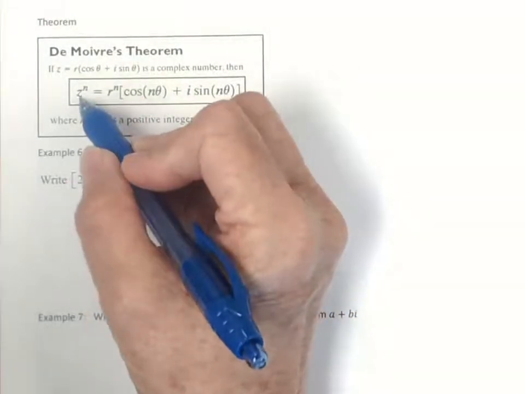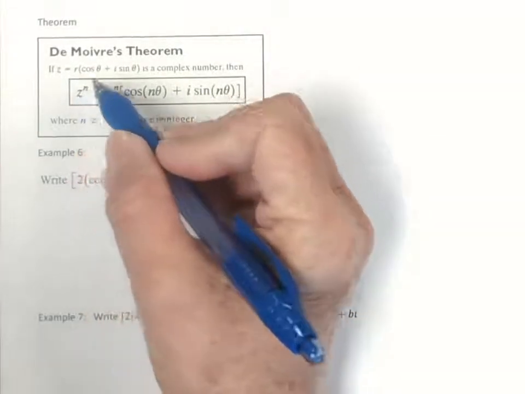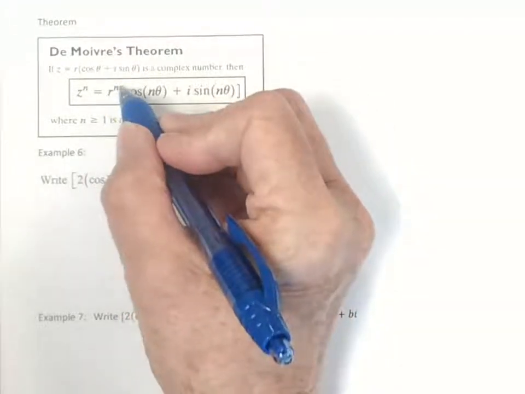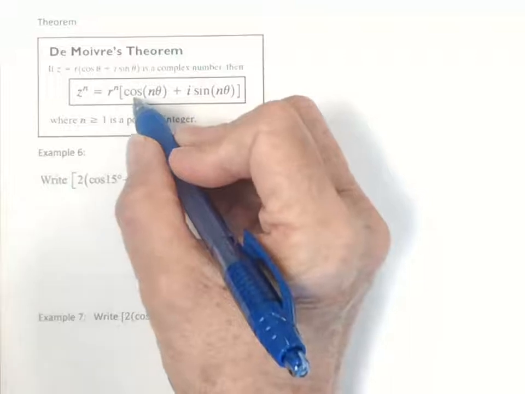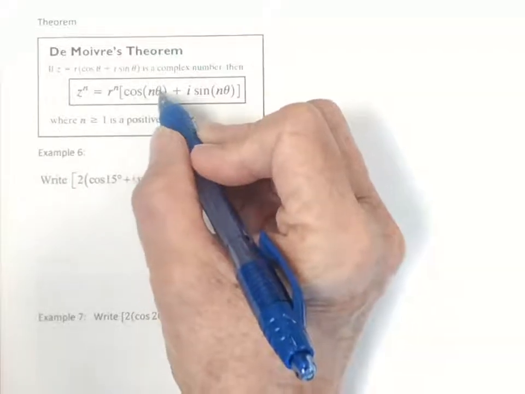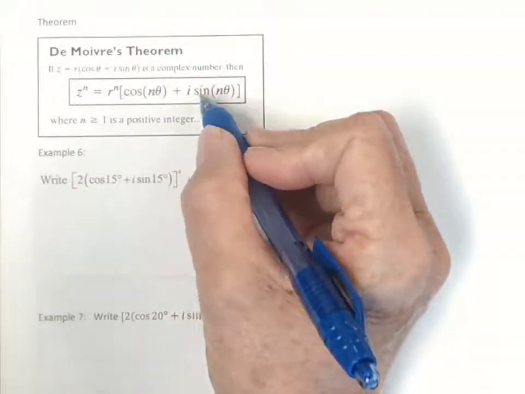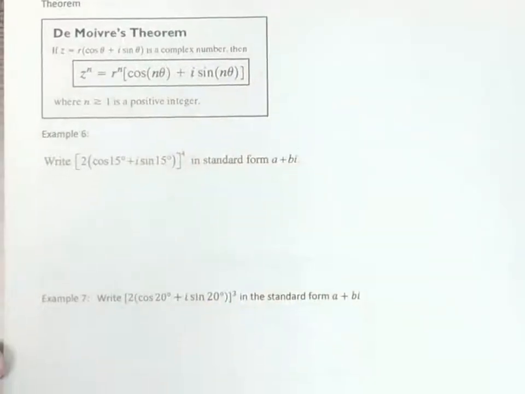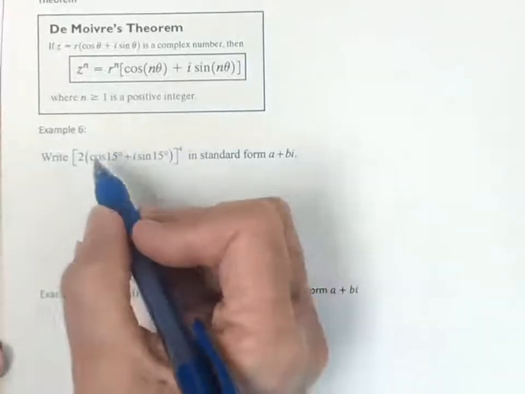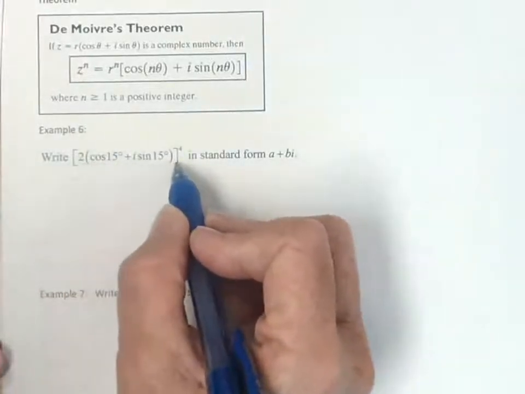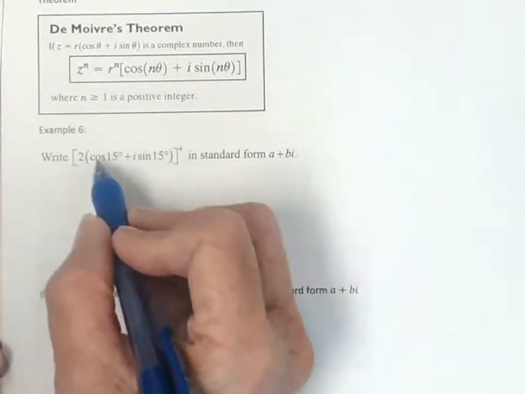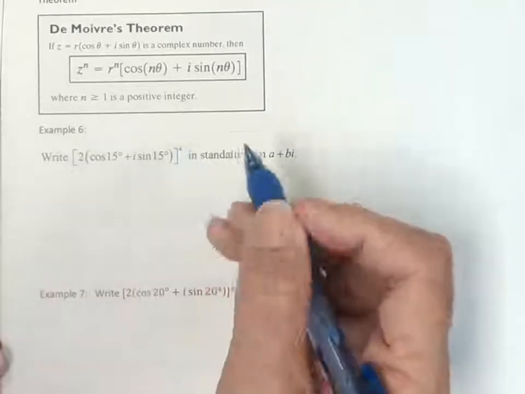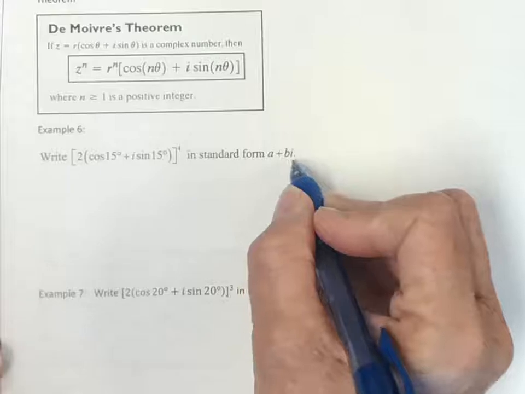So z, again, that's your complex number to the nth power, is equal to the radius to the nth power, times the cosine of n times your angle, plus I sine of n times the angle. So let's see what we can do here. So I'm given this. Here is my complex number written in polar form raised to the fourth power. I want to write it as a plus bi.